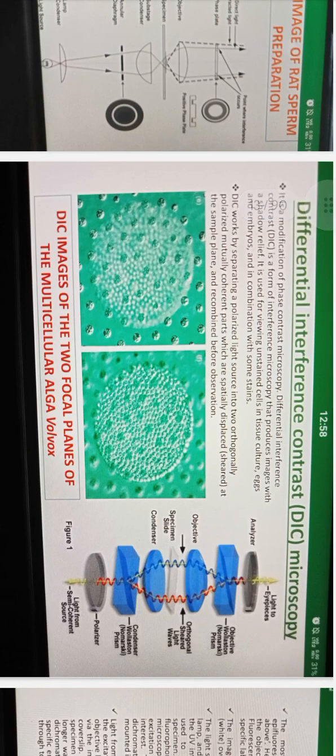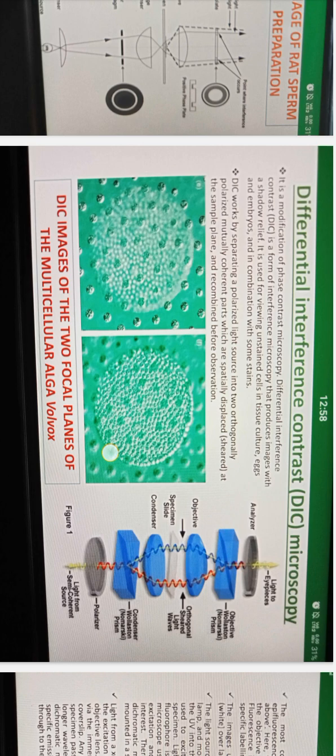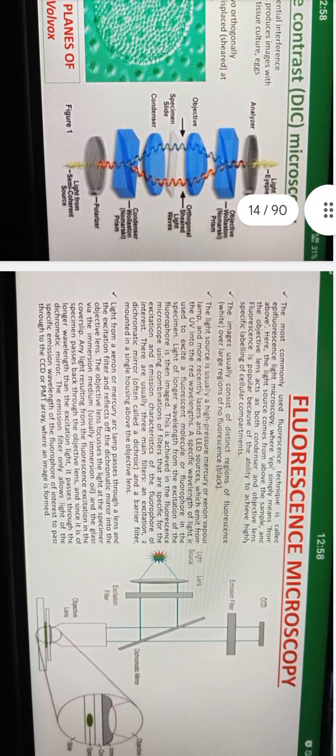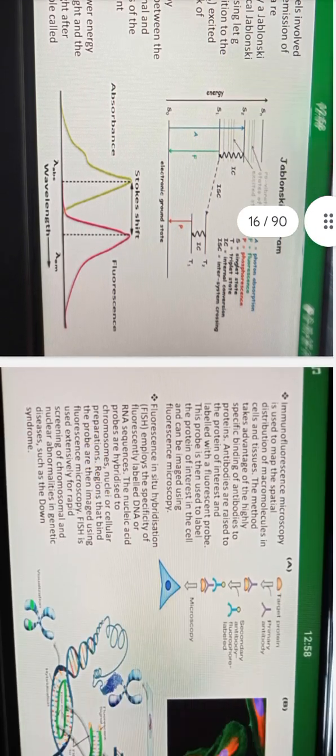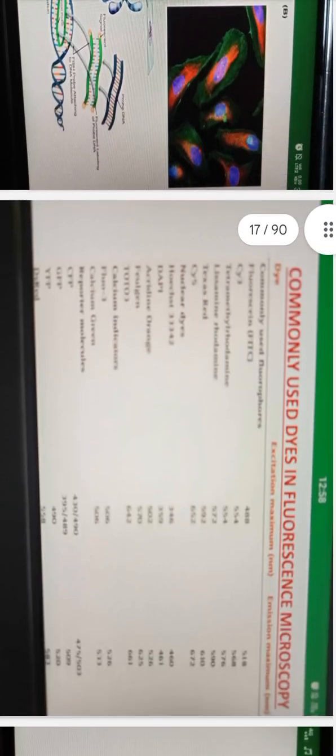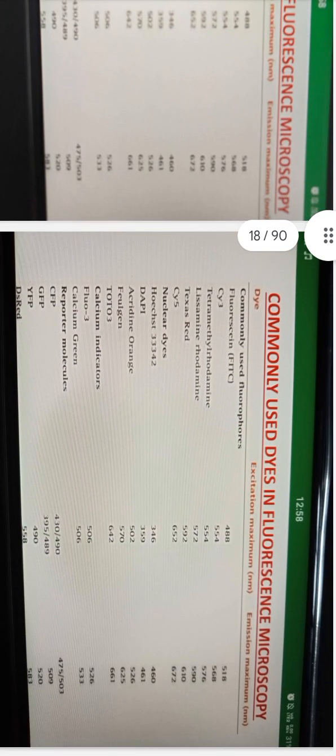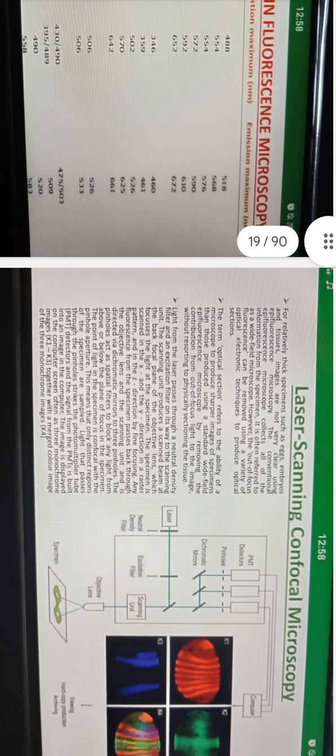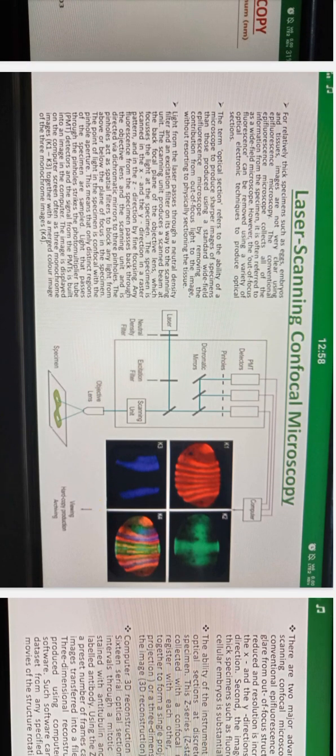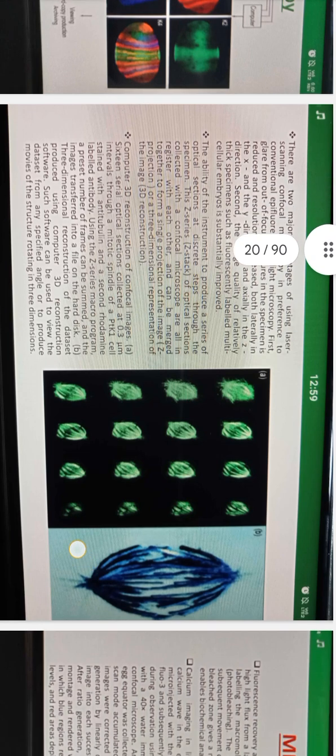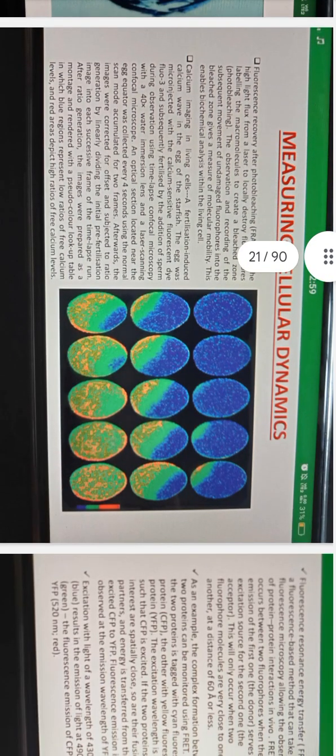Then differential interference contrast. It is a modification of phase contrast microscopy. The DIC images of two focal planes of a multicellular alga, Volvox. Then fluorescence microscopy is there, using fluorescence. And then laser scanning confocal microscopy. Measuring cellular dynamics.